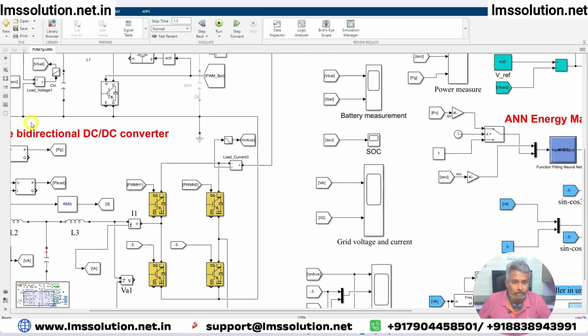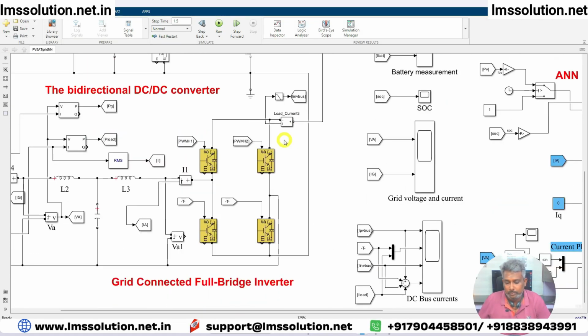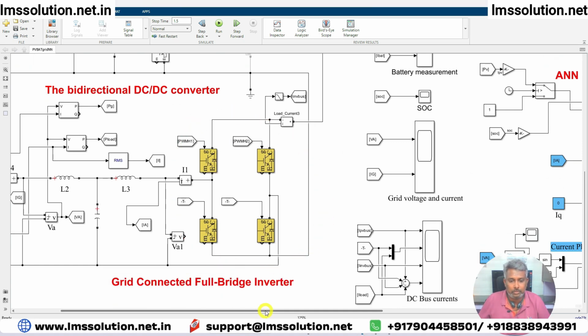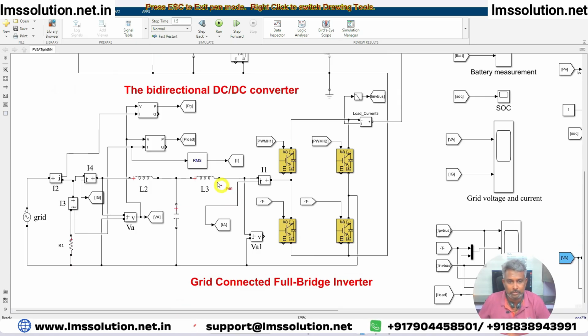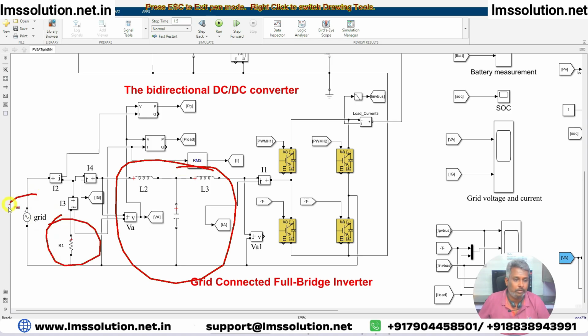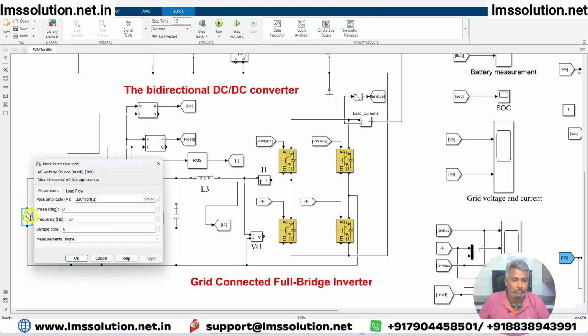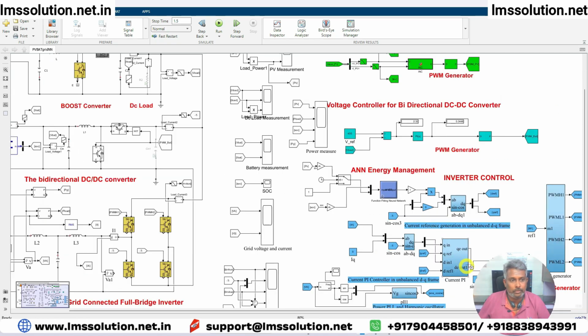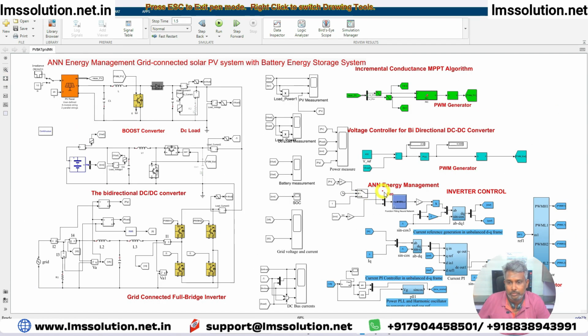Here we are using a single phase inverter, and the single phase inverter is connected to the grid via this LCL filter. Here we are using a load, and here we have the grid, which is around 230 volts RMS and 50 Hz. And then here we have the inverter control. This inverter control has the ANN energy management. This is the ANN block, the artificial neural network block, which receives two inputs.